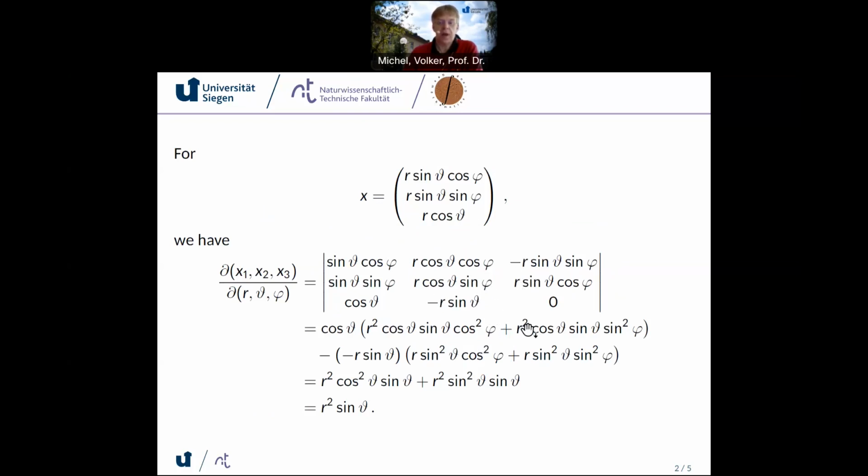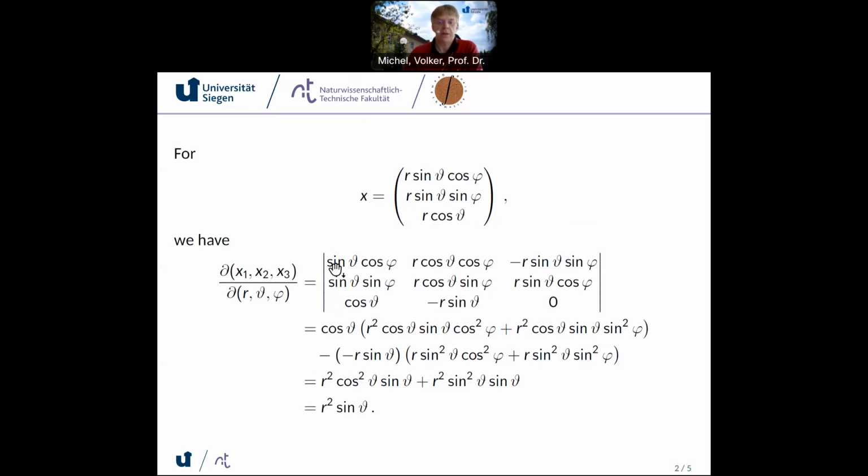Then you get an r square cosine theta, sine theta, and from both factors you get a sine phi, which gives you a sine square phi. And the other one is a minus r sine theta, which is in the third row and the second column, 3 plus 2 is 5. So we have a minus 1 to the 5, which is the minus 1, multiplied with a minus r sine theta. And then we have to look at the first column, the third column.